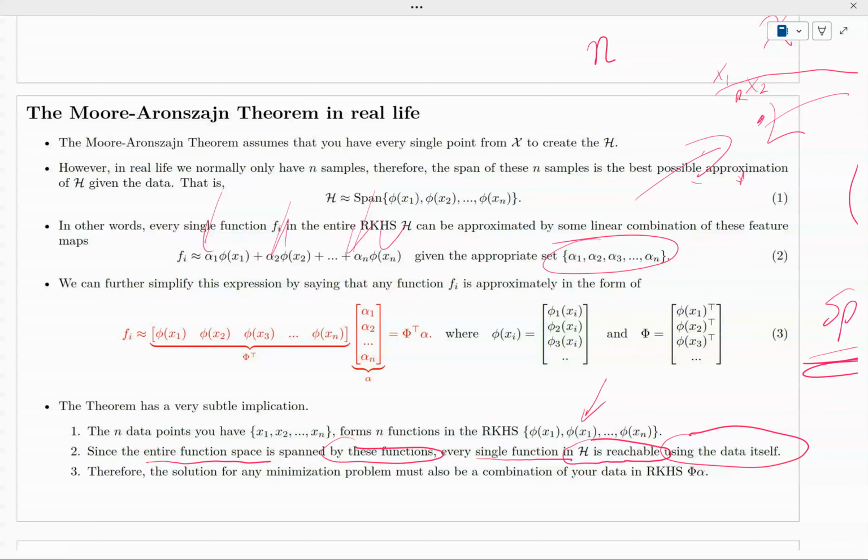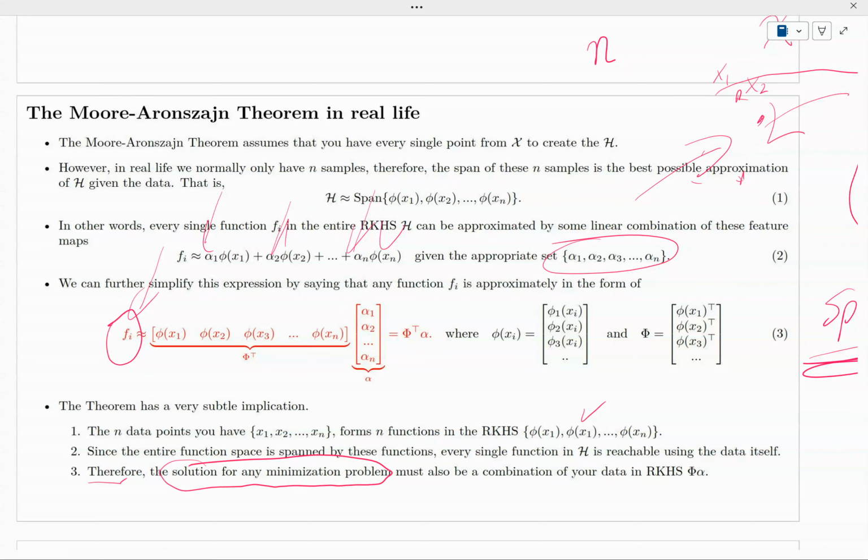Okay, that is what this is saying. It's saying that just by using your own data itself, it creates a bunch of functions, and the combination of those functions allows you to reach any function in the entire space. Therefore, if every single function can be reached using your data, then the optimum function for any minimization problem is reachable too.